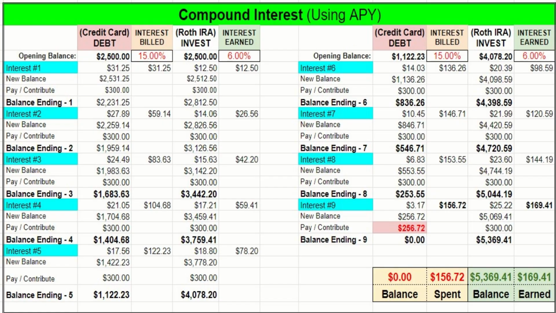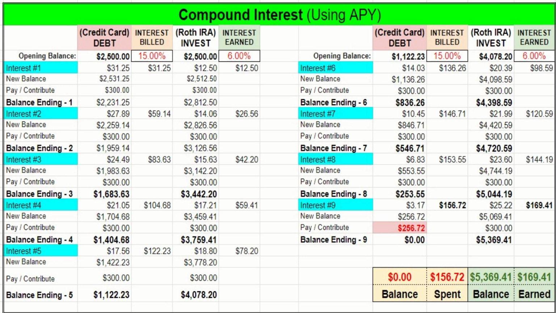What's fascinating is that after just 9 months of making a $300 payment to the running balance, the credit card is paid off. Notably, in 9 months, they spent $2,656.72 at $300 per month, except month 9, which is $256.72. They were charged $156.72 in compound interest, which they paid.